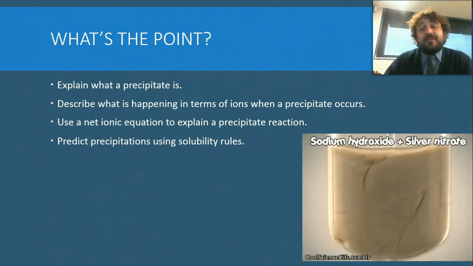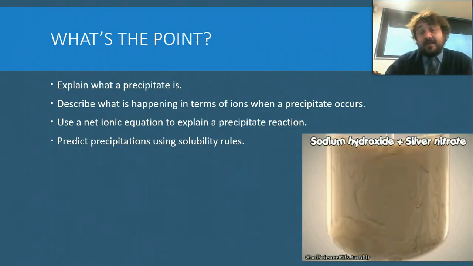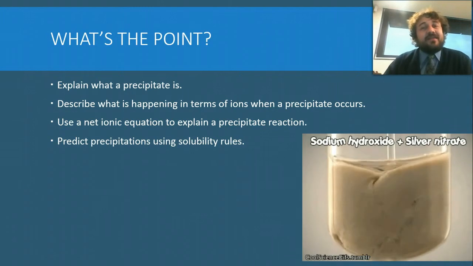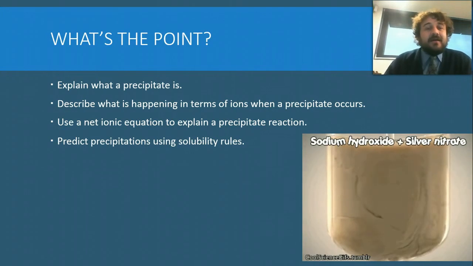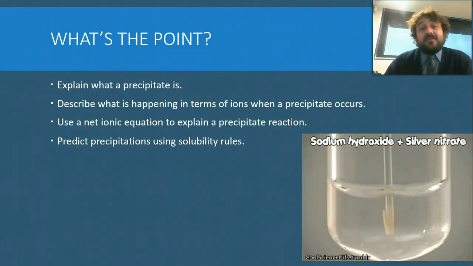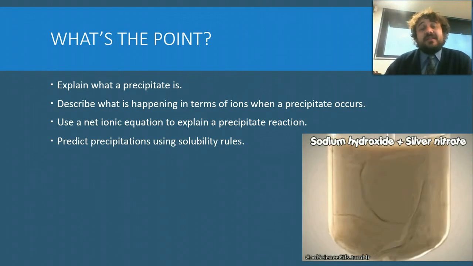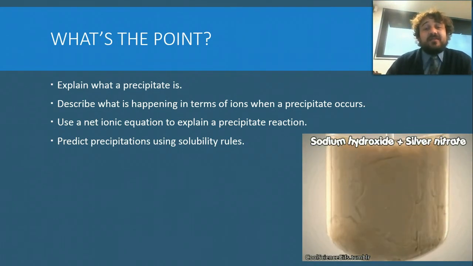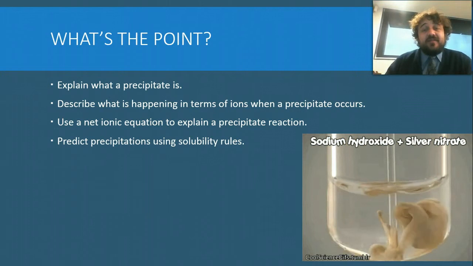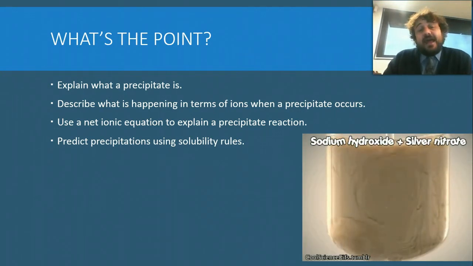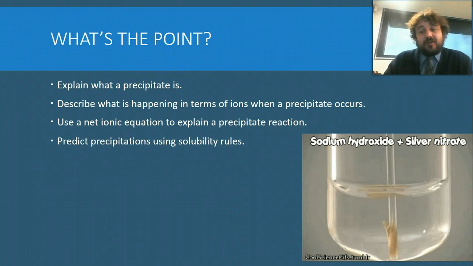Basically, you want to be able to explain what a precipitate is, which we see happening here in a fairly dramatic reaction. And that's why these are fun, because they are fairly dramatic. We want to describe what is happening in terms of the ions involved when a precipitate occurs. We want to be able to use a net ionic equation to explain what's happening in a precipitation reaction. And finally, we want to be able to predict outcomes using the solubility rules that we'll talk about right at the end.